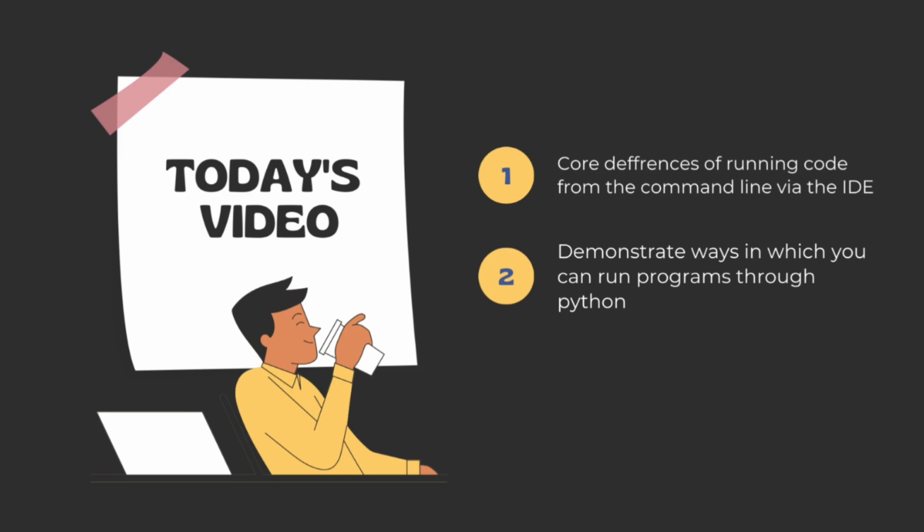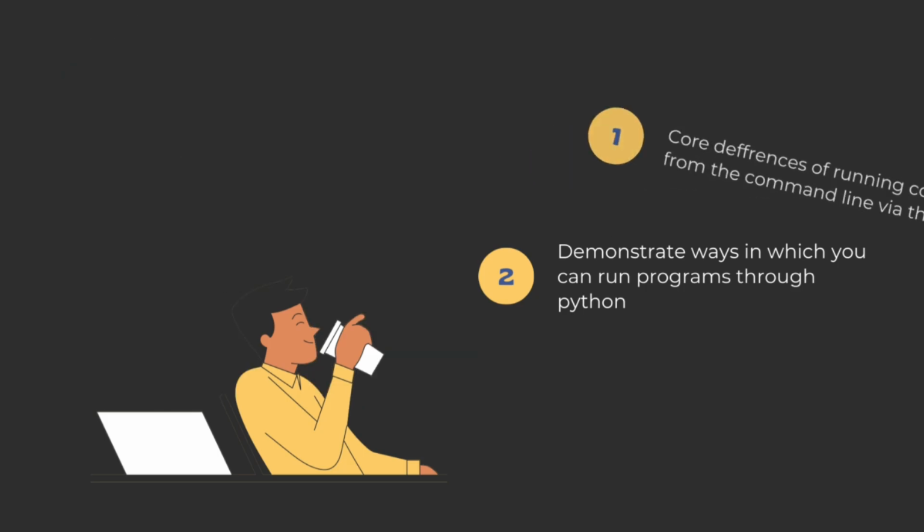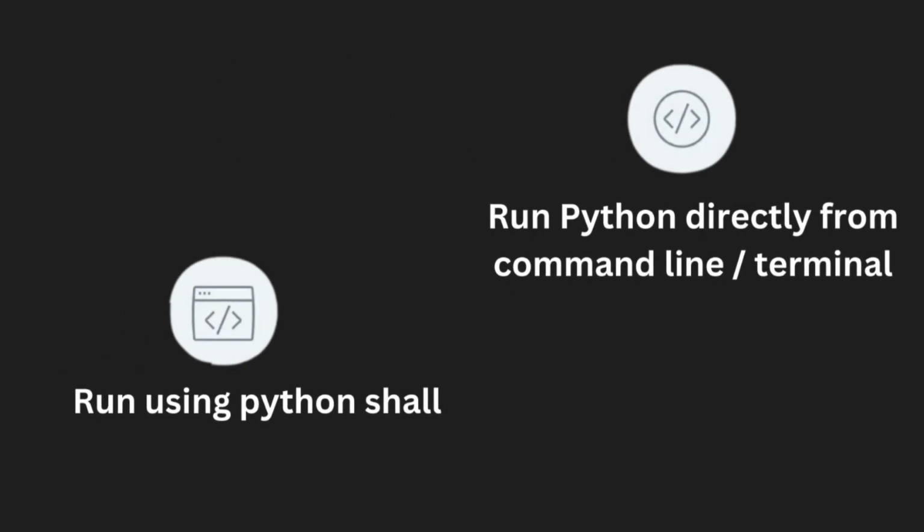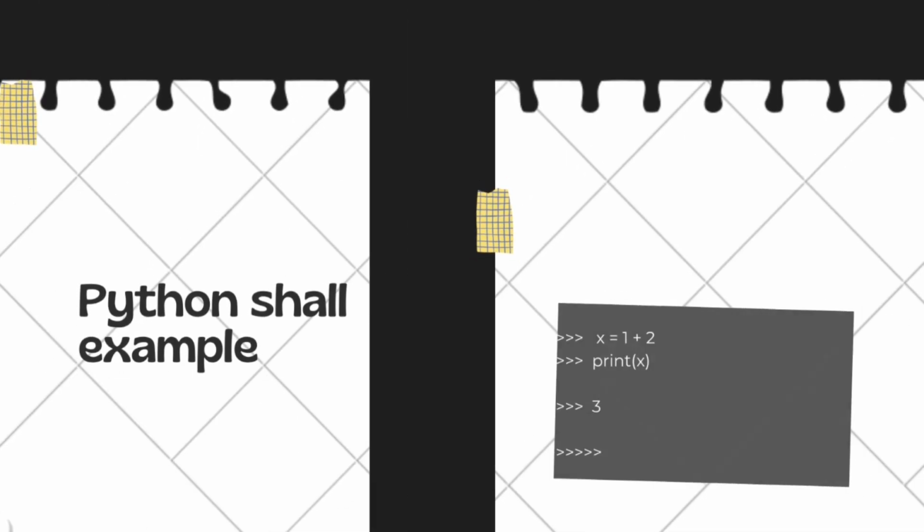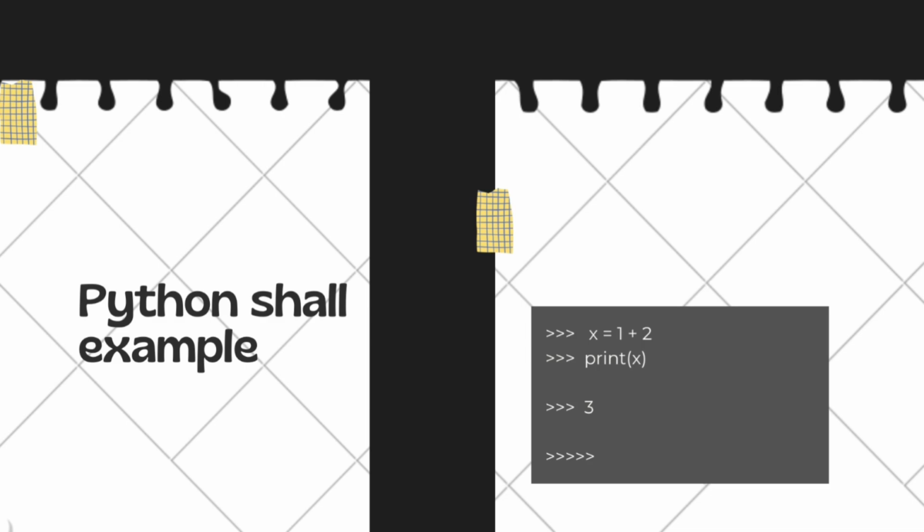So let's explore two main ways to run Python programs. The first way is using the Python shell, and the second way is to run a Python file directly from the command line terminal, such as Windows CMD. The Python shell is useful for running and testing small scripts. For example, it allows you to run code without the need for creating new .py files. You start by adding snippets of code that you can run directly in the shell.